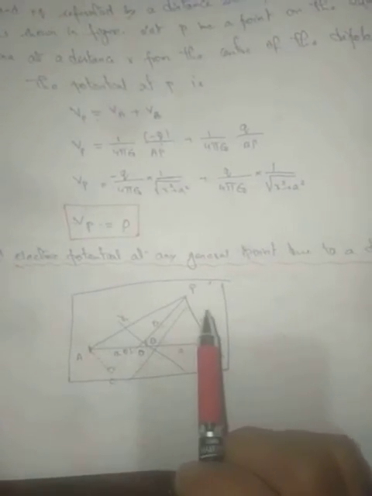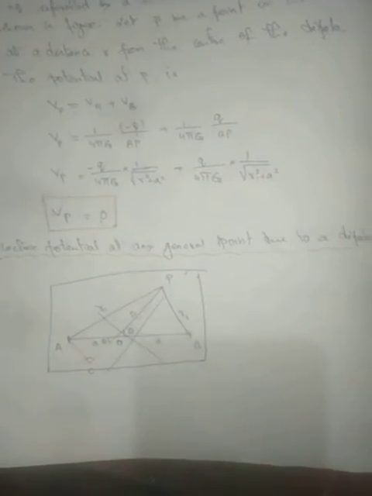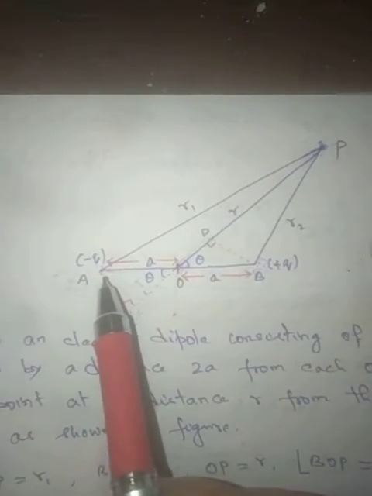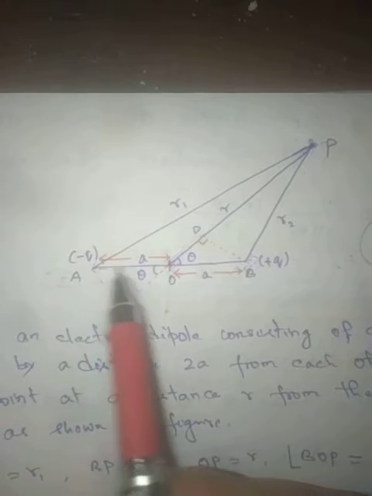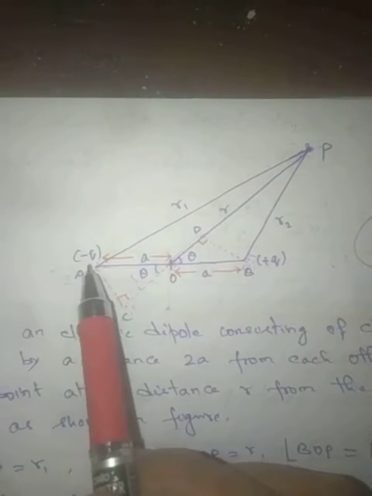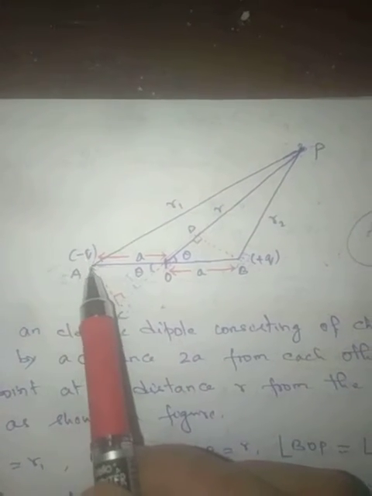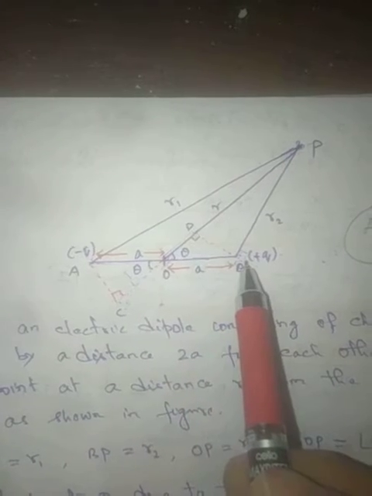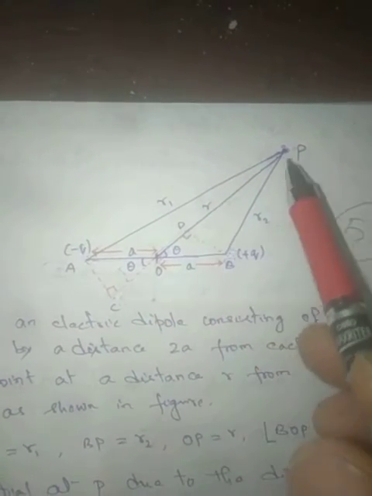Now we will find the electric potential at any general point due to an electric dipole. For that we look at this figure. This is an electric dipole which consists of a charge minus q and plus q placed at A and B, and they are separated by a distance 2a.